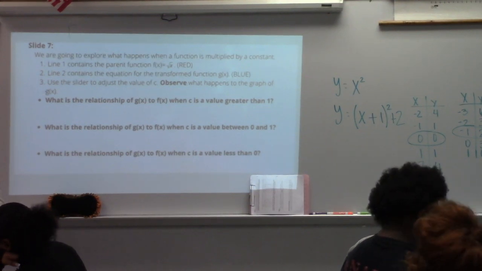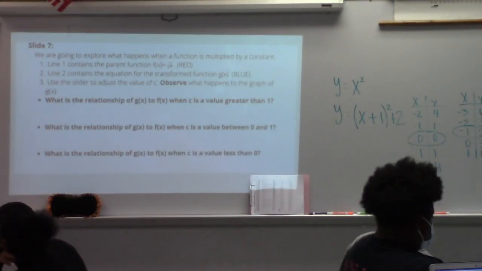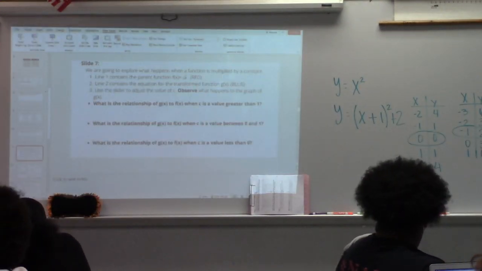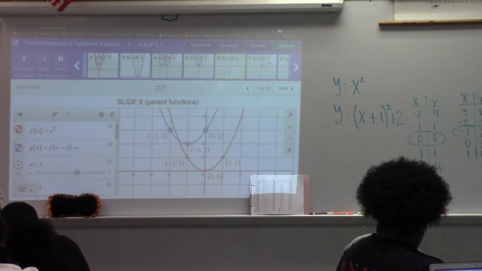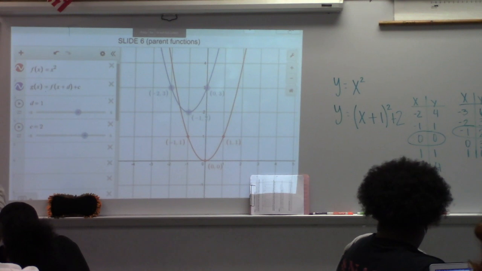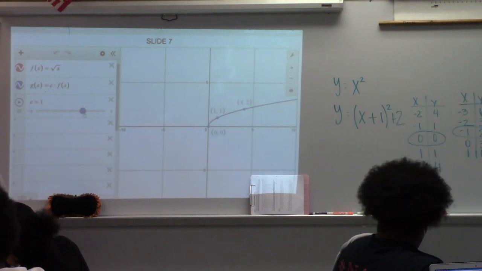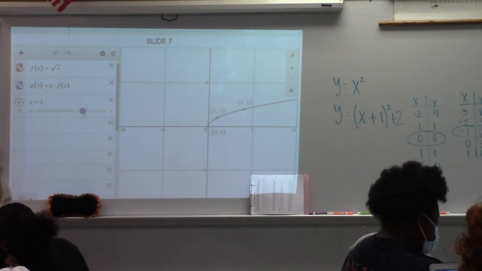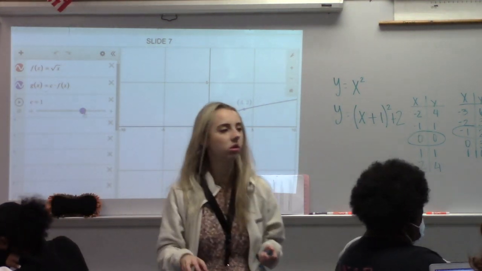Did you want to pull up this slide 7 and we were going to do the sliders? If you wanted to, can you just move them and I'll write? Okay guys, so now let's look at your lesson 2 notes. Slide 7 is where we're looking at.